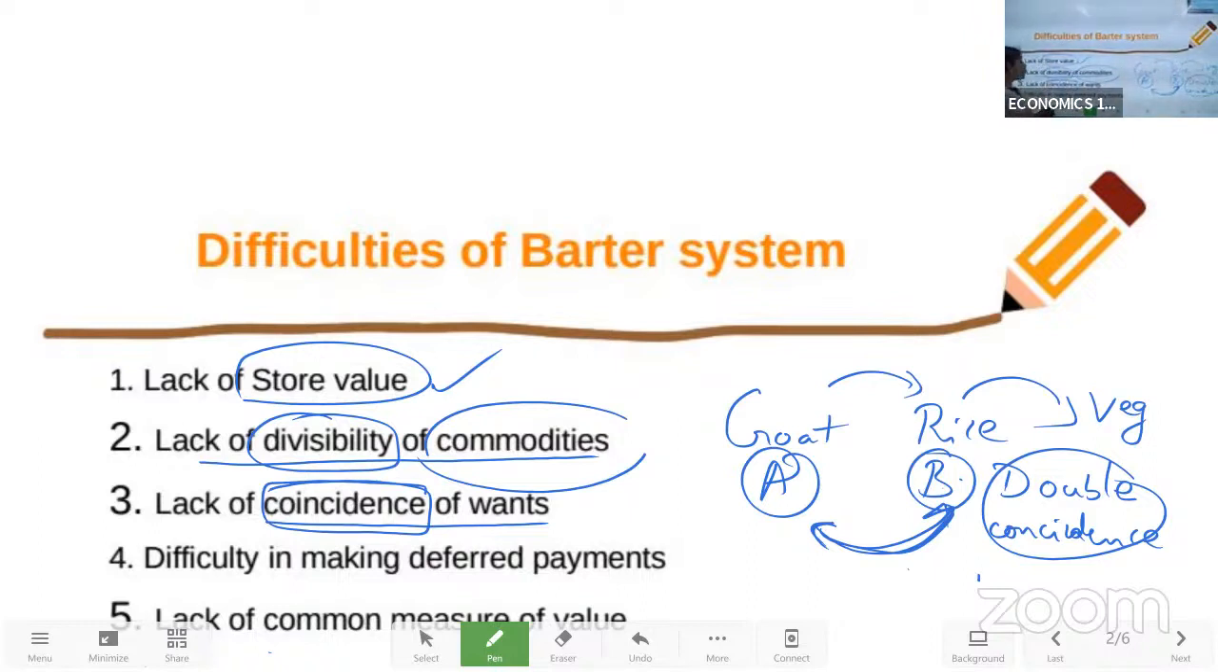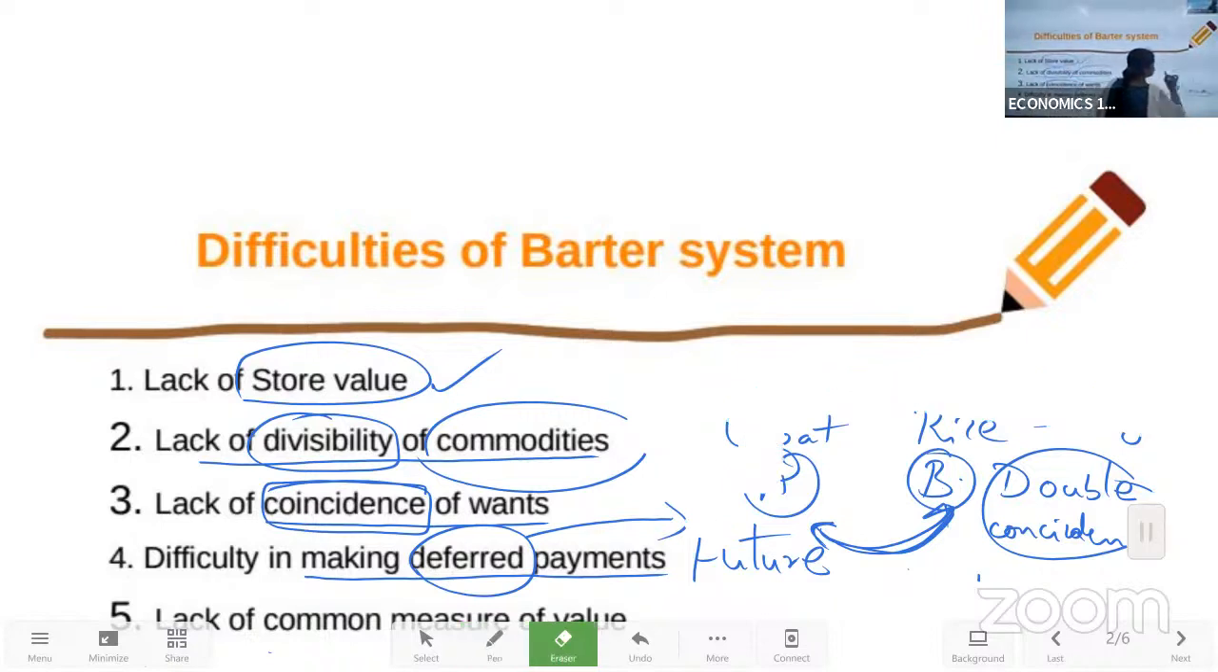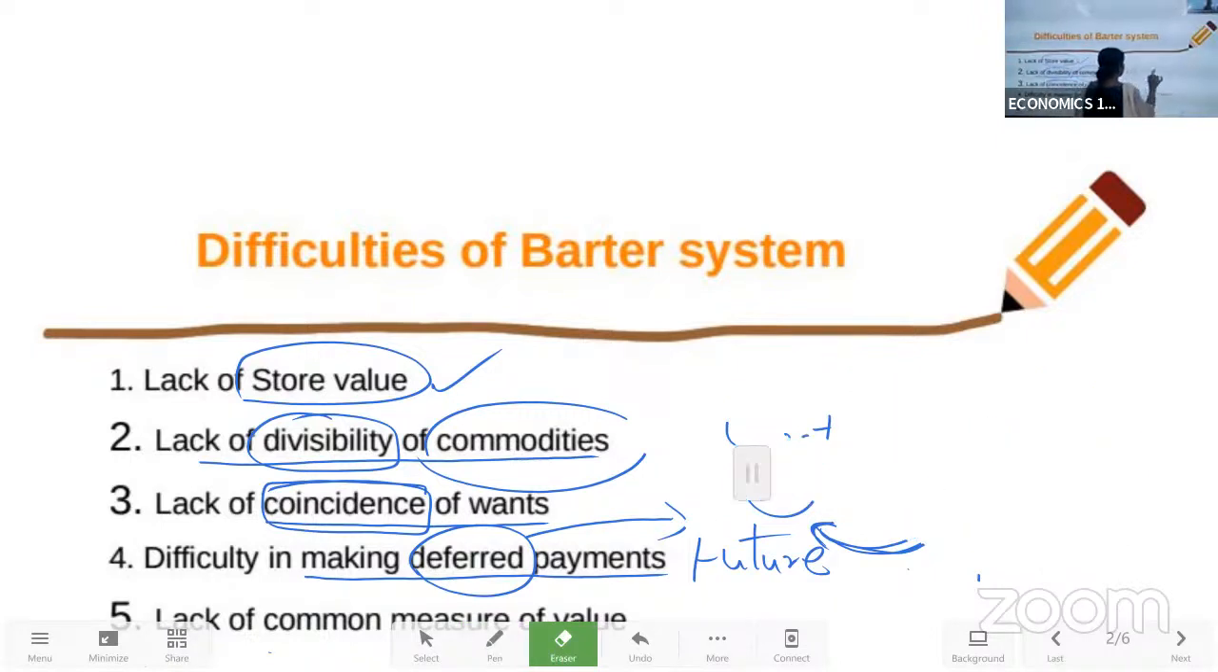Let's move on to another difficulty, that is the difficulty in making deferred payments. You can see the word deferred. Deferred in the sense of a future payment. So it is not possible to make a future payment for the present transaction. For the present transaction, it is not possible to exchange goods with other goods.